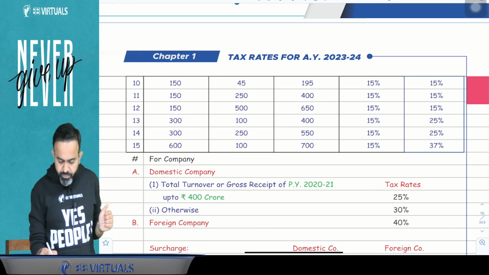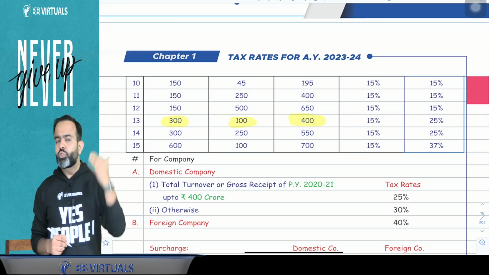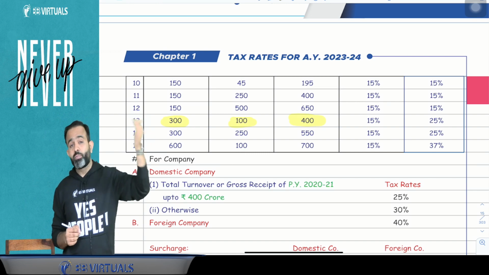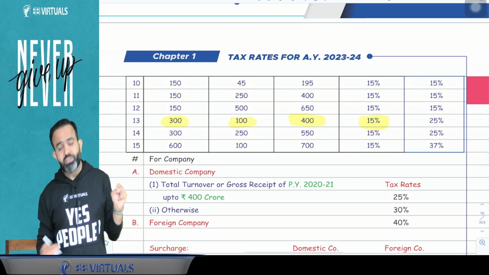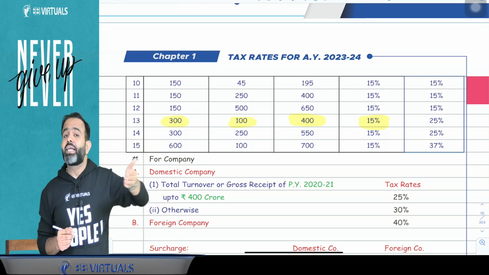Now one more example, directly check example number 13. Now in example number 13, your other income is 3 crore. And your specified income is 1 crore, so total income is 4 crore. It means I can say that your total income is more than 2 crore up to 5 crore. Surcharge should be 25%. But guys, on specified income, maximum surcharge can be 15%. But on the balance income, is balance income itself more than 2 crore?